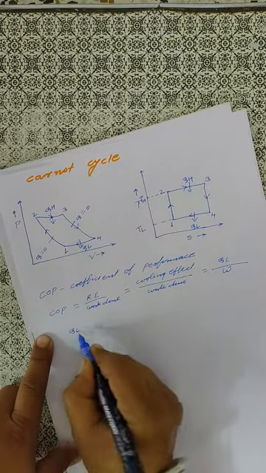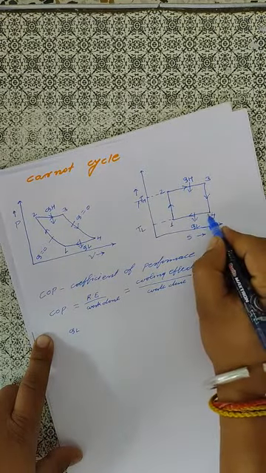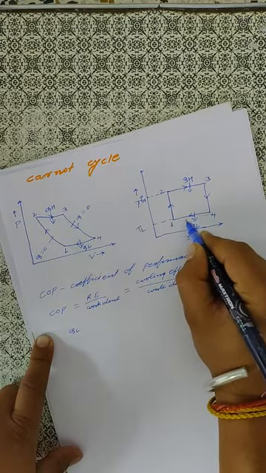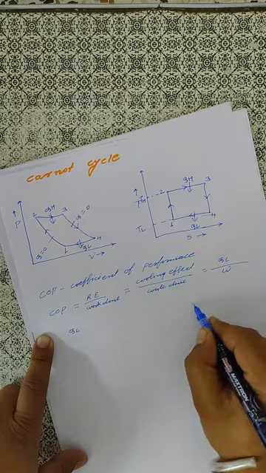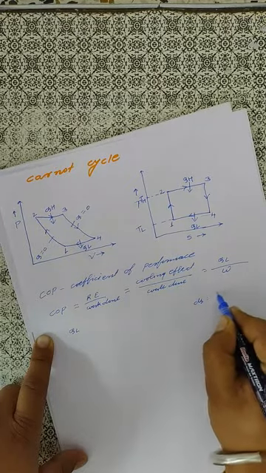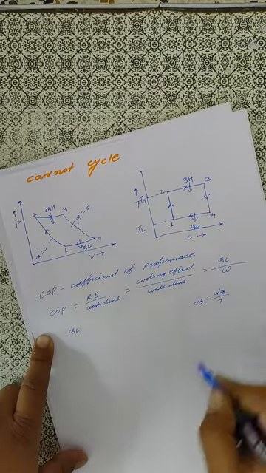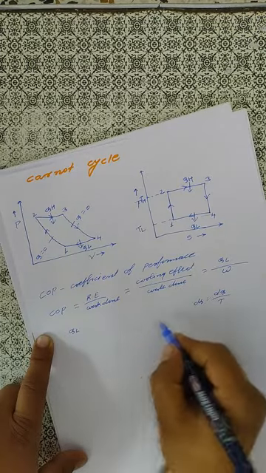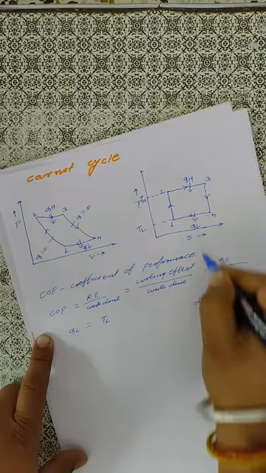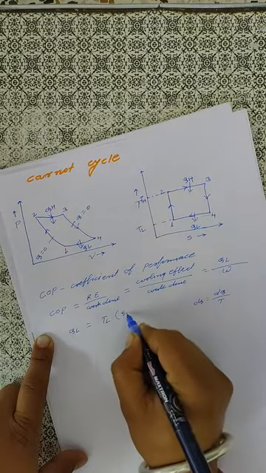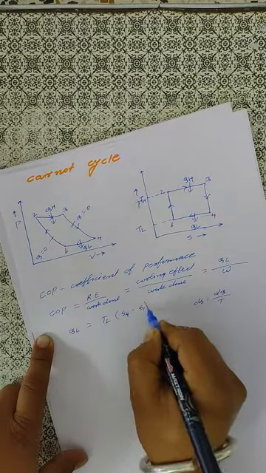Okay, that is how you calculate the QL. How we calculate the QL? Because QL here is in the process from 4 to 1. From the definition of entropy, we know that ds equal to dq upon T, means Q equal to ds into T. That is TL, change in entropy, that is change in entropy S4 minus S1.